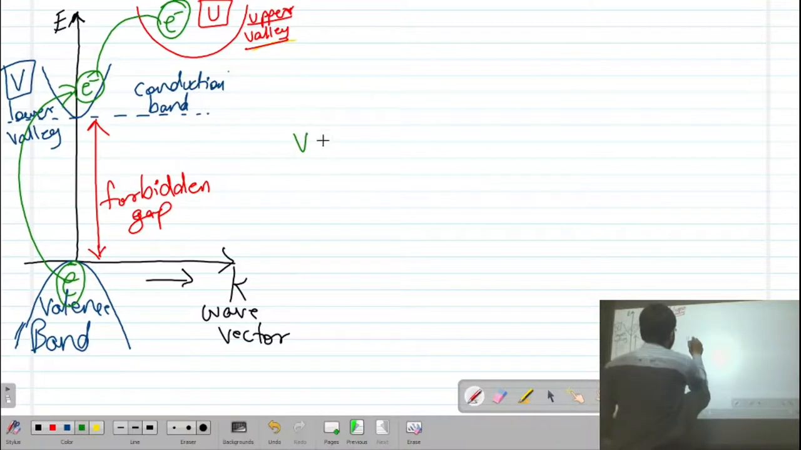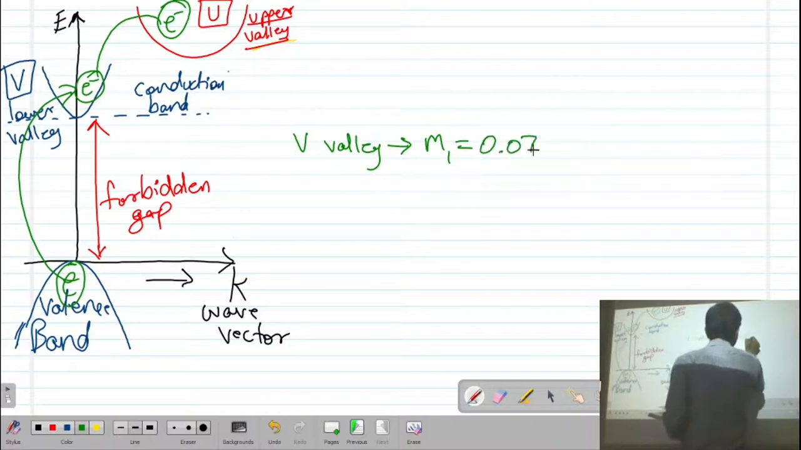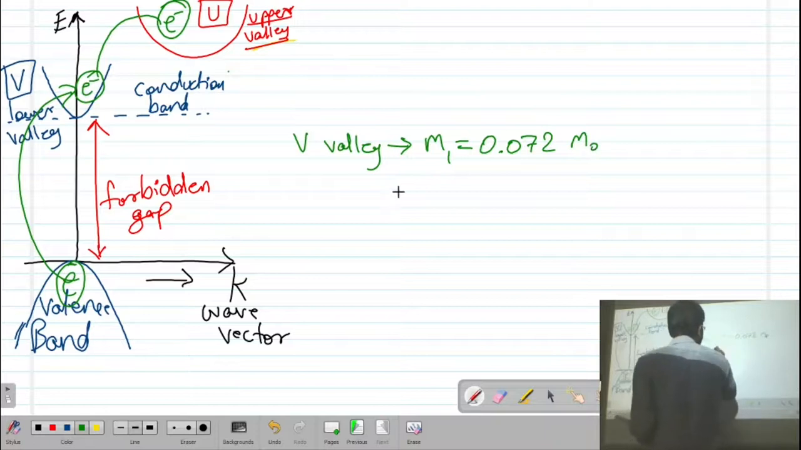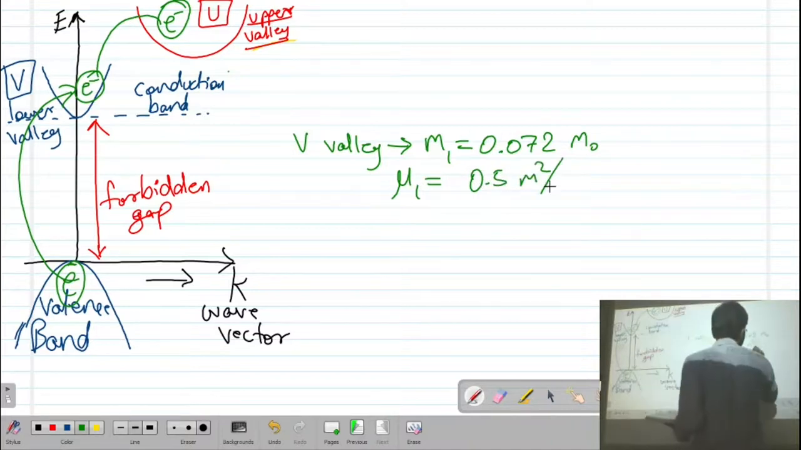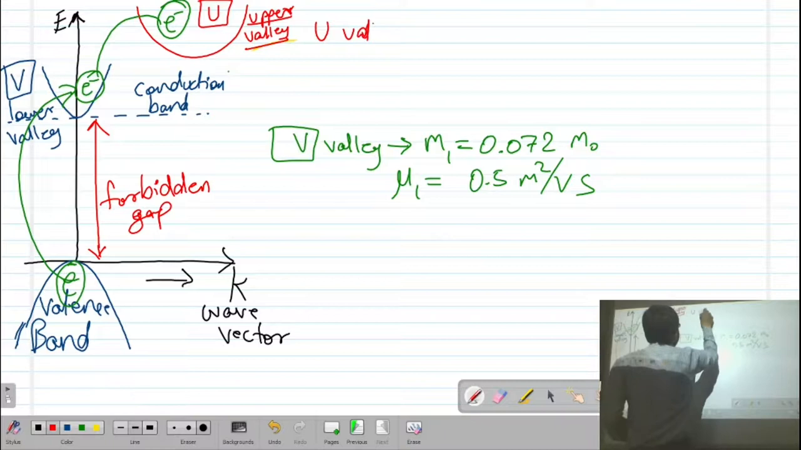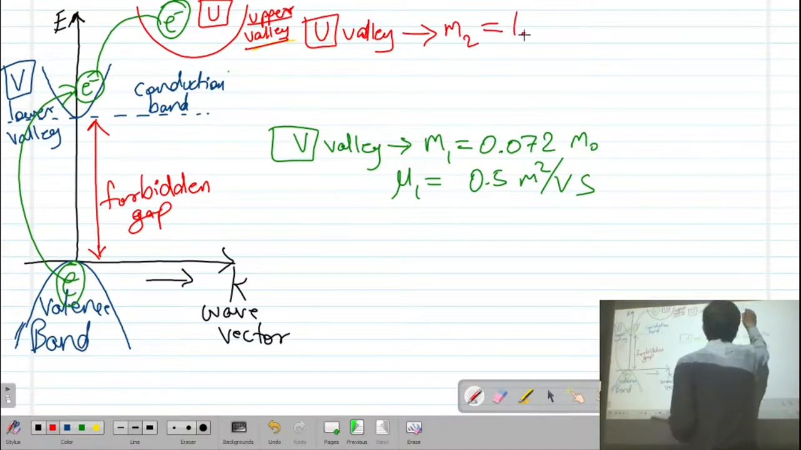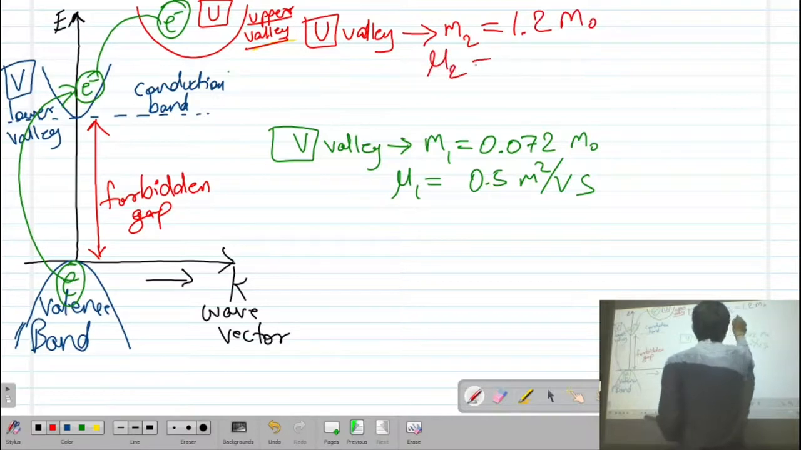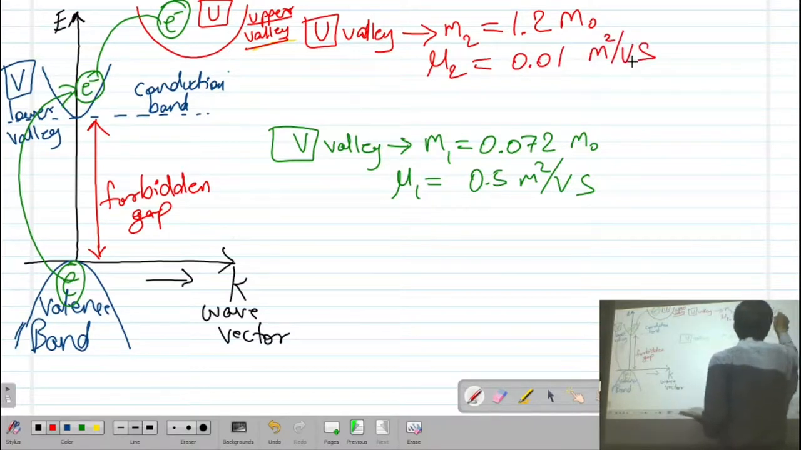For the V valley, the effective mass is equal to 0.072 mo, and the mobility is equal to 0.5 meter square per volt second. Remember, we are discussing the V valley. Now we will discuss the U valley. We will have m2 equal to 1.2 mo and mobility of 0.01 meter square per volt second.